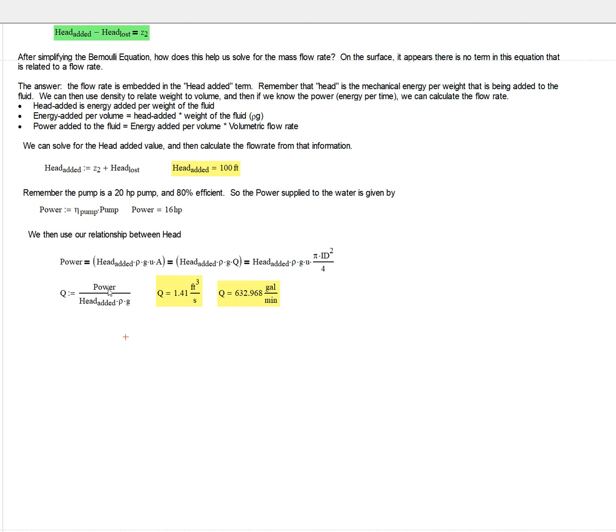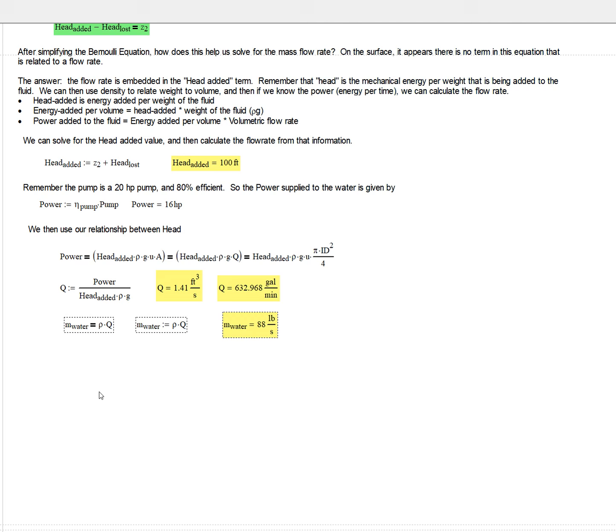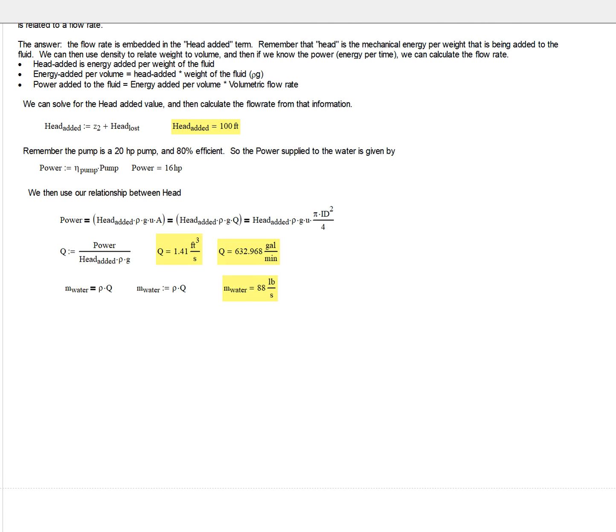If we do that, we get the power actually added to the fluid divided by head added times rho g. That is equal to 1.41 cubic feet per second, or about 633 gallons per minute. And if we wanted it in terms of mass flow rate, we simply multiply our volumetric flow rate times the density.